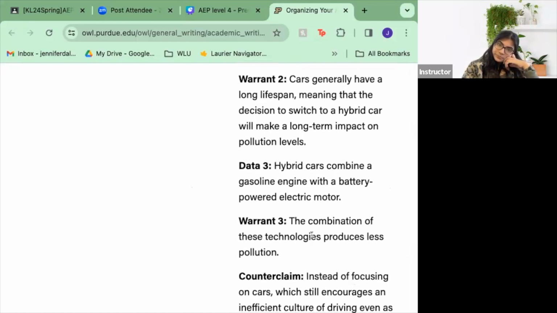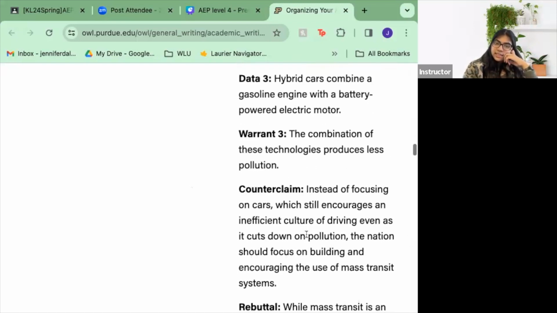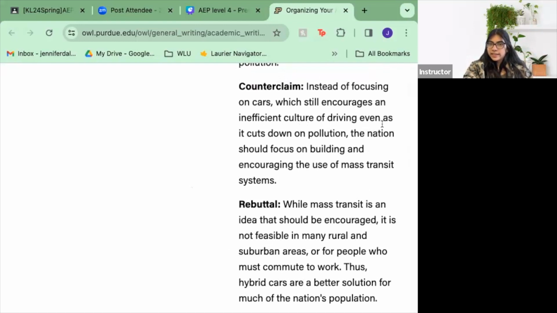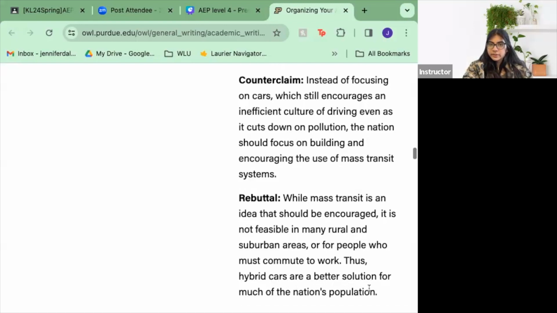Okay, and then they get to their third data point, and now their counterclaim. Instead of focusing on cars, which still encourages an inefficient culture of driving, even as it cuts down on pollution, the nation should focus on building and encouraging the use of mass transit systems. Okay, so this is what the opposing side would say. And this is their rebuttal. While mass transit is an idea that should be encouraged, it is not feasible in many rural and suburban areas, or for people who must commute to work. Thus, hybrid cars are a better solution for much of the nation's population.